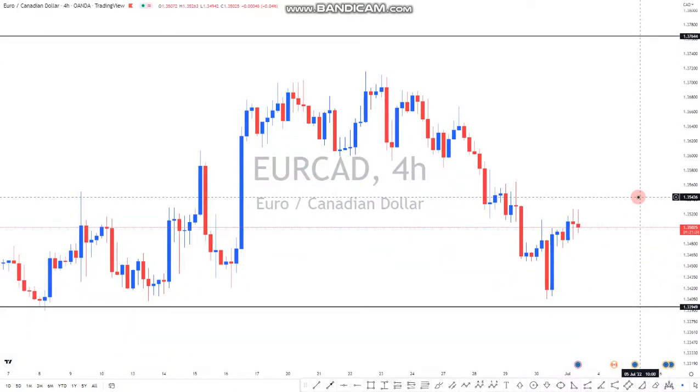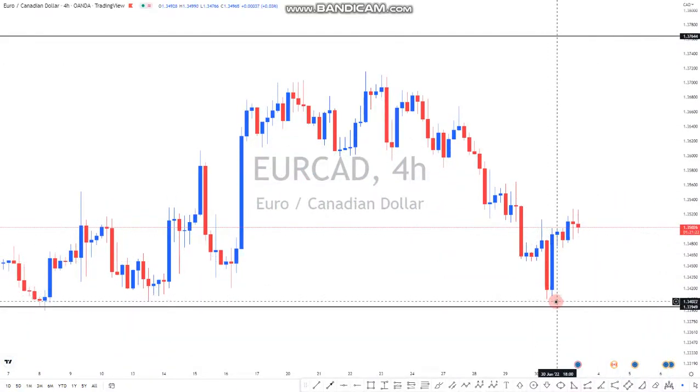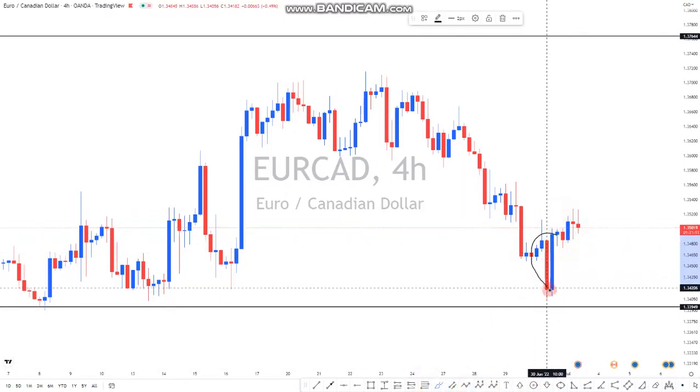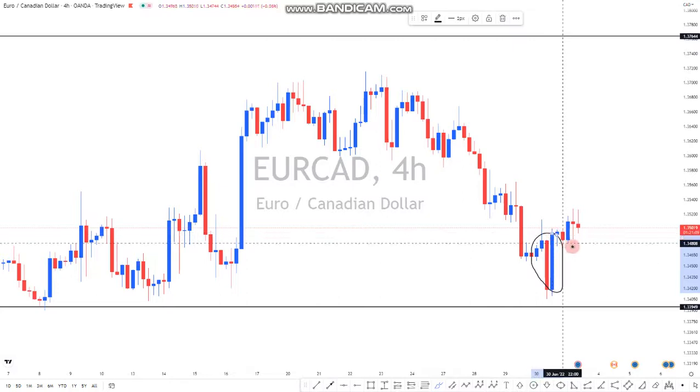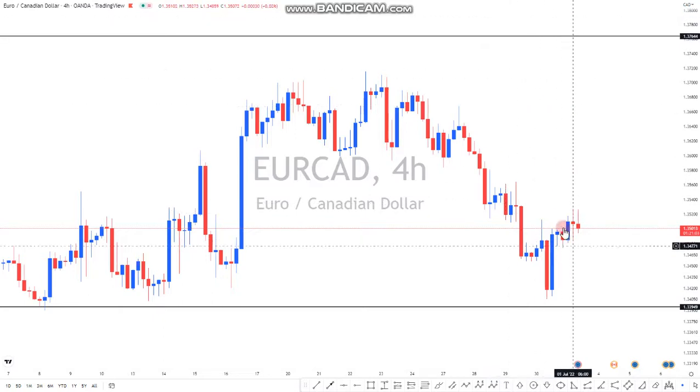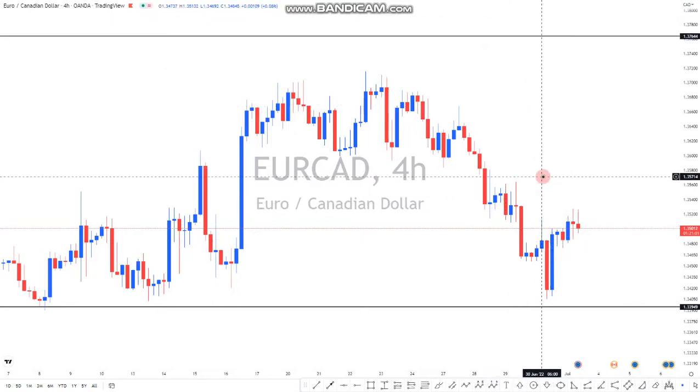So kwa wale ambao wanatumia price action, tunaona katika area hii ya support kulikuwa na this kind of tweezer pattern, also known as engulfing this one around this area here. This is a reversal pattern. Hii ni reversal chart ambayo inaweza kutuonesha kwamba bulls are likely to take over this market. So let's dig into lower time frame and see why and how.